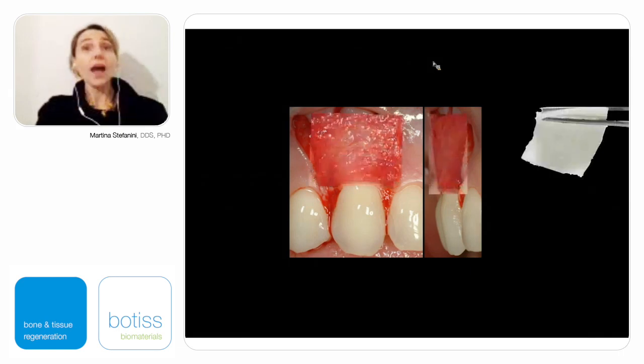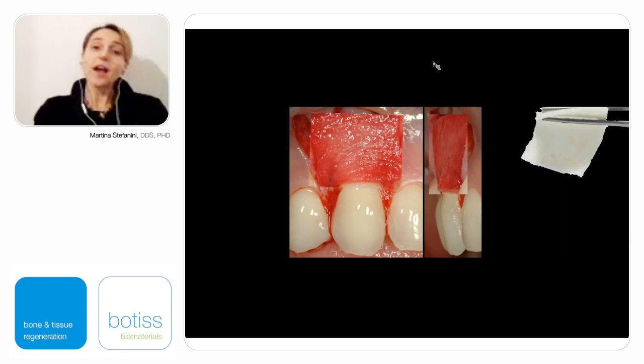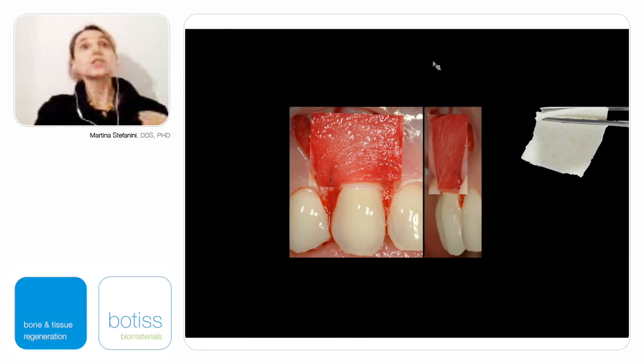What we would like to obtain in the future, and what we are now studying in some research protocols, is the possibility to use a connective tissue substitute that will be able to ensure complete root coverage, good aesthetic result for our patient, and decreasing incredibly the morbidity.